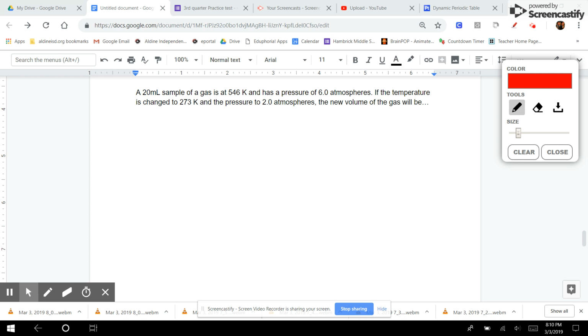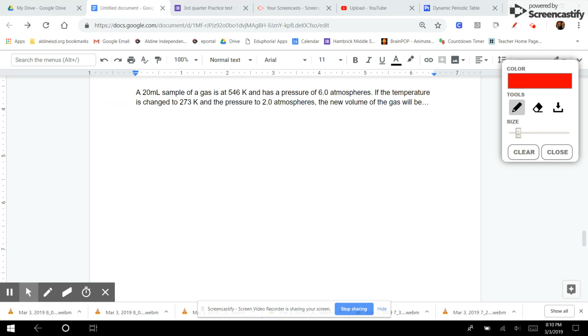Okay, so this question says a 20 milliliter sample of gas is at 546 Kelvin and has a pressure of 6 atmospheres. If the temperature is changed to 273 and the pressure to 2 atmospheres, the new volume of the gas will be. So when I read this question, I have to decide on which formula we're going to use. We can use combined gas law, we could use ideal gas law, or we could use Dalton's law of partial pressures. That's a very important decision because step one says you have to write and rearrange your formula.